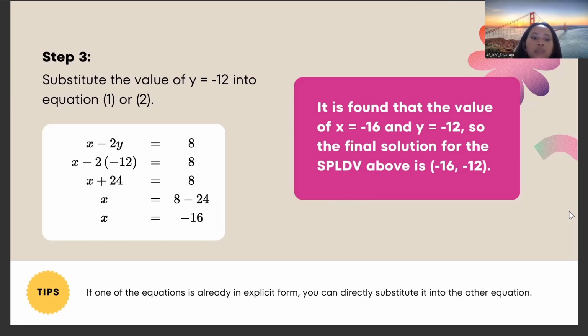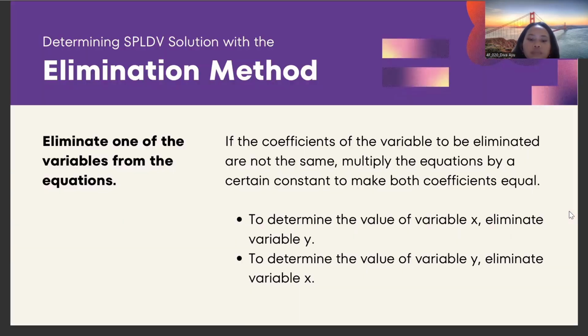A useful tip is that if one equation is already written in explicit form, we can directly substitute it into the other equation, making this process faster.